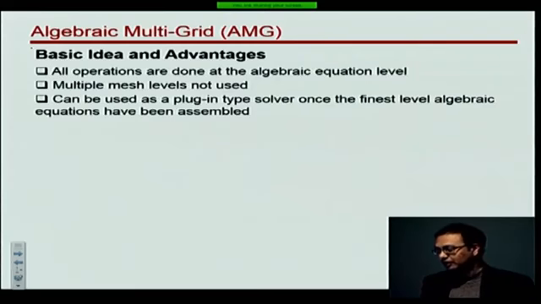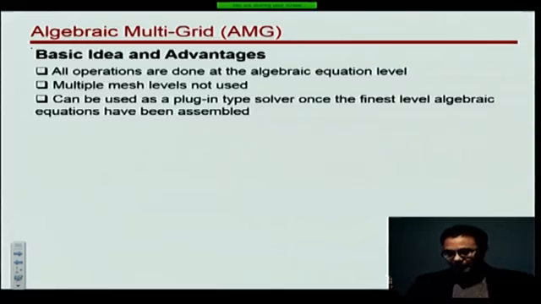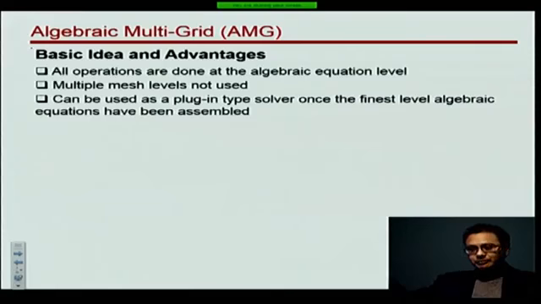Okay, so first of all, operations are done at the algebraic equation level. In other words, right now, for example, you're doing Stone's method where you are assembling A phi equal to Q. By the time you get there, you don't require any information on the mesh anymore. All your matrix elements are already there, so you essentially have a system of linear algebraic equations. And that's where the algebraic multigrid starts its whole process.